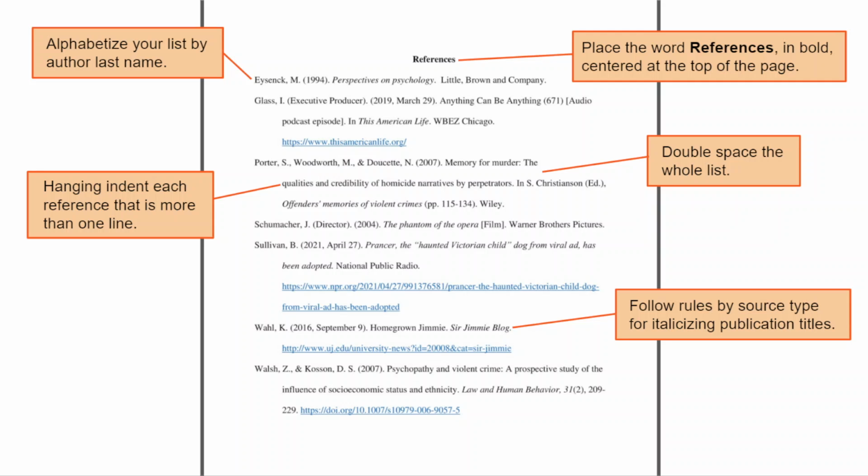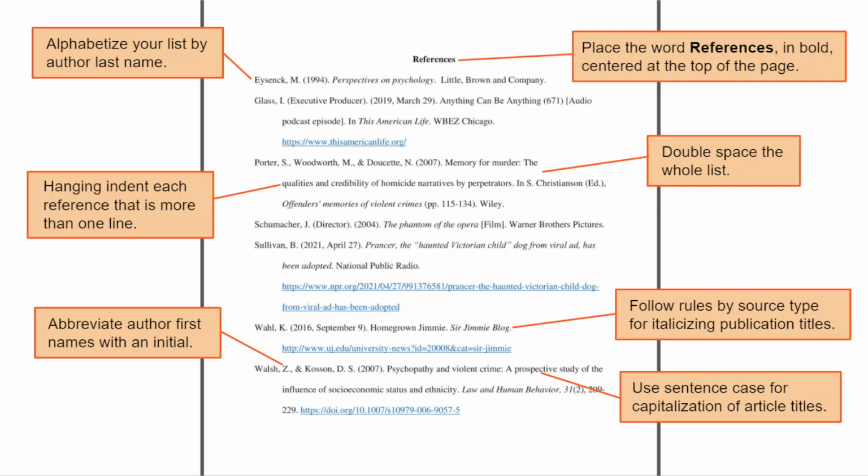Also note that APA uses initials for author first names, so you don't spell out the author's full first name. APA tends in general towards abbreviations. For example, you'll also notice that we use an ampersand instead of writing out the word "and" between multiple authors' names.